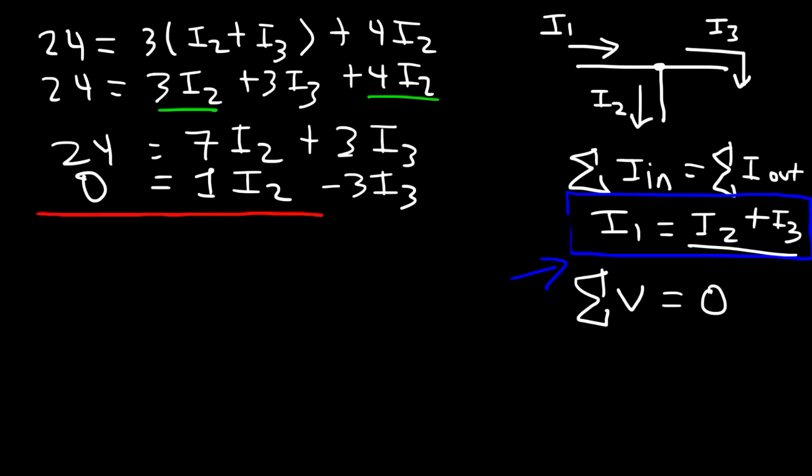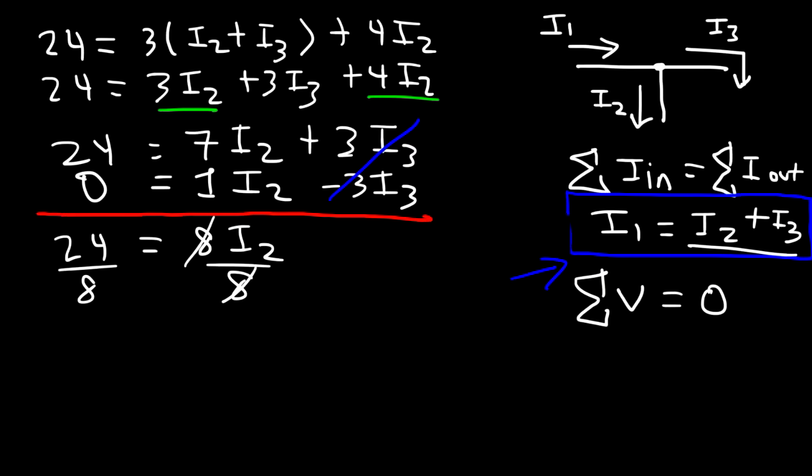Now let's add these two equations. So these will cancel. 24 plus 0 is 24, and 7 plus 1 is 8. So now let's divide both sides by 8, and 24 divided by 8 is 3. So I2 is equal to 3 amps. That's the first answer.